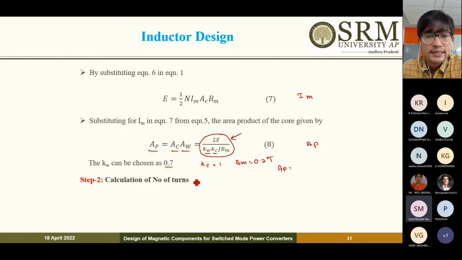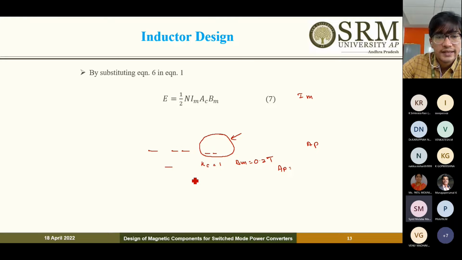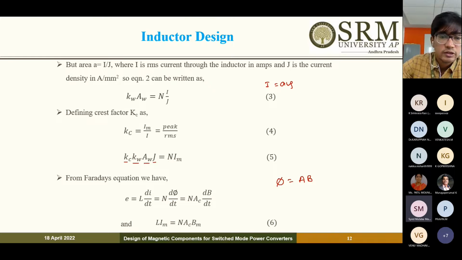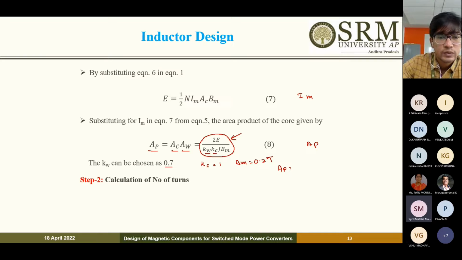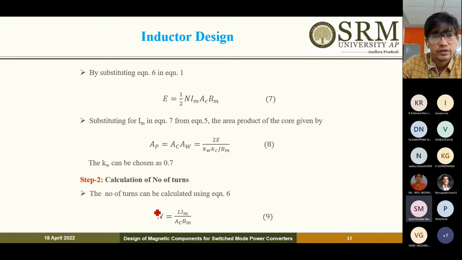Then how to calculate the number of turns? From the previous expression, L Im will be equal to N into Ac into Bm. From this, the number of turns N will be equal to L into Im by Ac into Bm, that is, L into Im by the core area into magnetic flux density. In this way, we can calculate the number of turns.